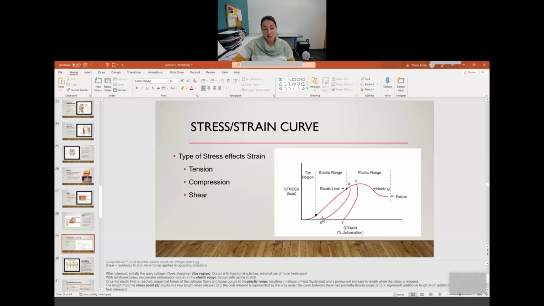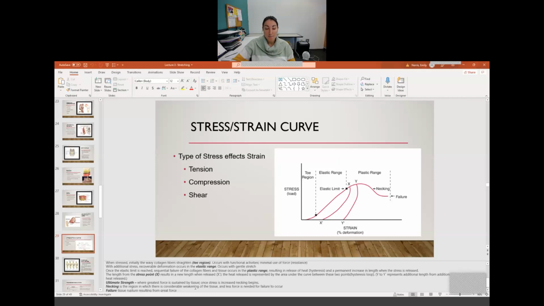So necking, all right, okay, we'll do plastic regions first. Once the elastic limit is reached, then failure of collagen fibers and tissues occurs in the plastic range. So this area right here represents the area where collagen fibers are starting to fail. That causes heat to be released, and then they're left with a permanent increase in length.